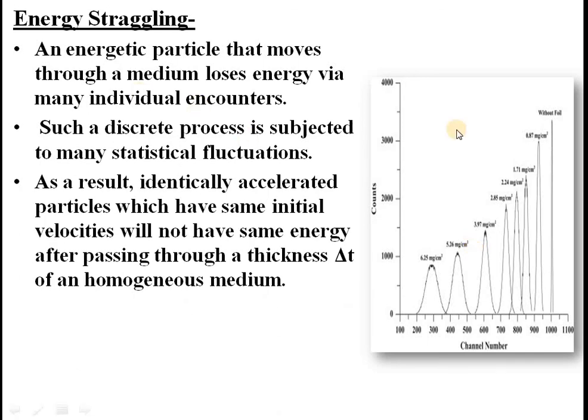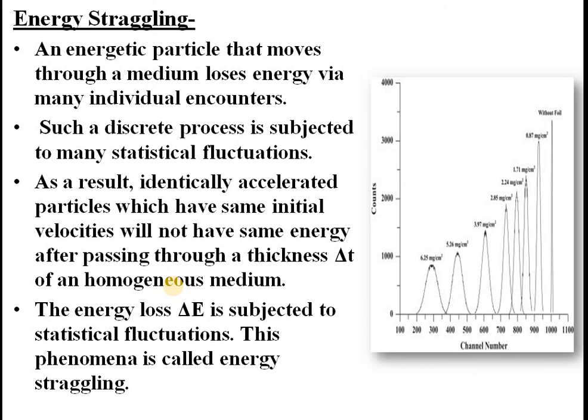Such a discrete process is subjected to many statistical fluctuations. As a result, identically accelerated particles which have the same initial velocity will not have the same energy after passing through a thickness delta T. So they have different extents of loss. The energy loss delta E is subjected to statistical fluctuation because each and every particle encounters a different type of environment inside the material. We cannot assume that all particles encounter the same environment.